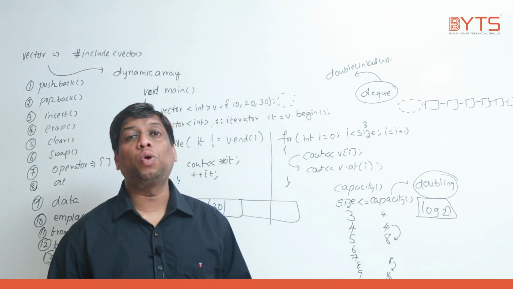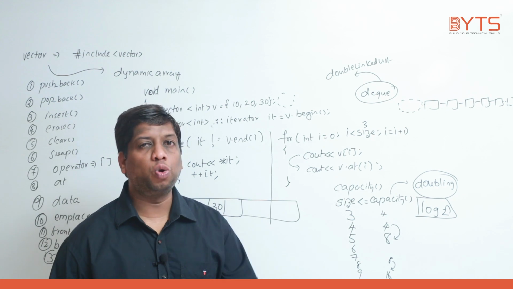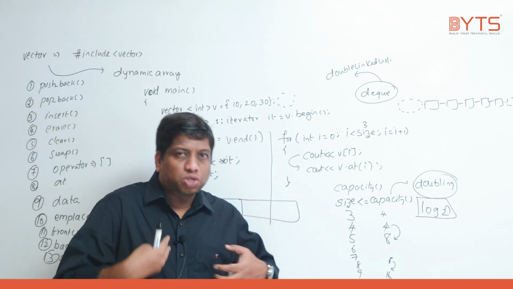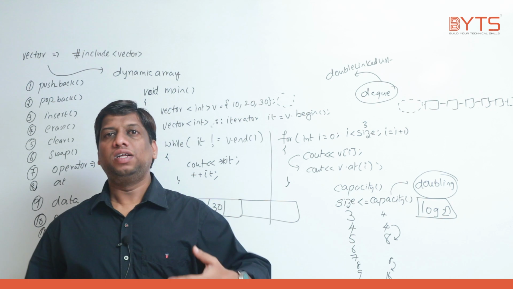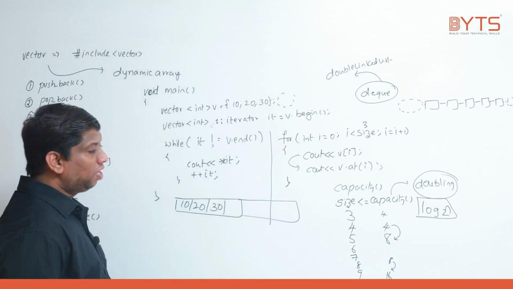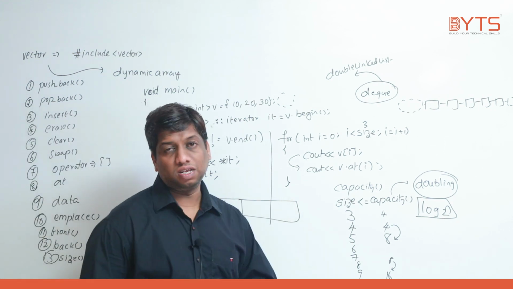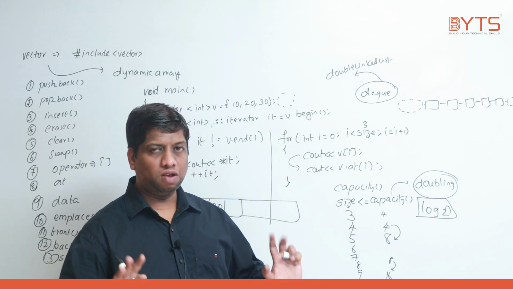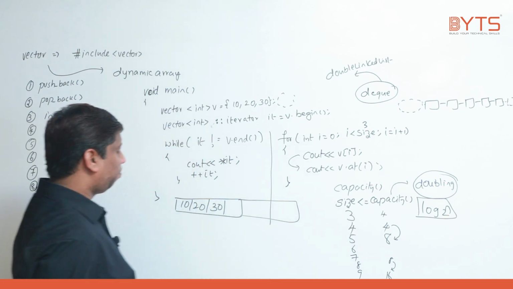So capacity will grow in powers of 2. Size is our actual size, meaning how many elements are there in the vector. That actual size we get from the size function. The capacity function is always a power of 2. That's one other important point you need to see.